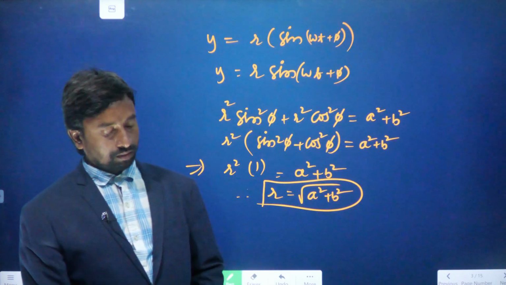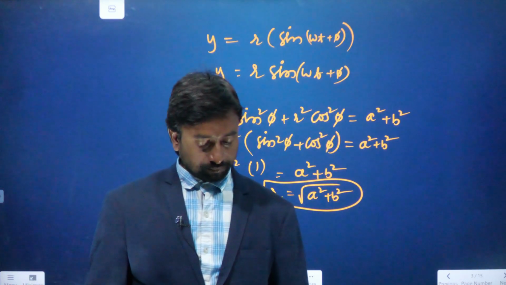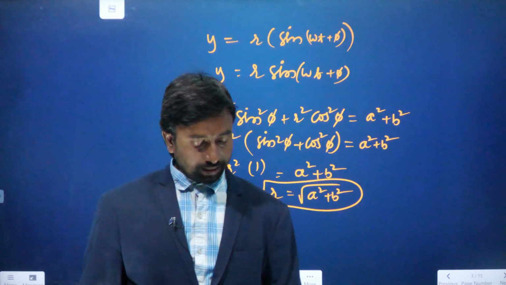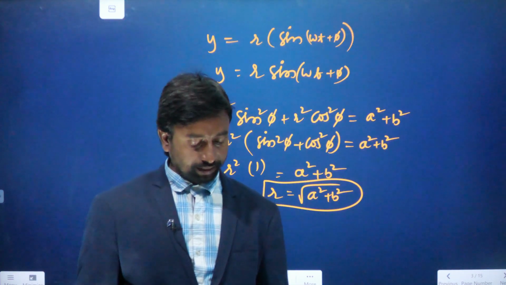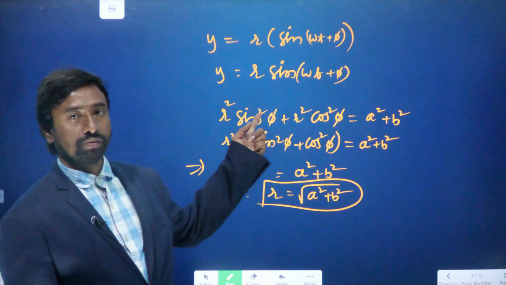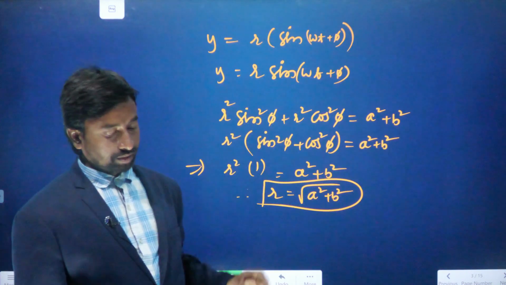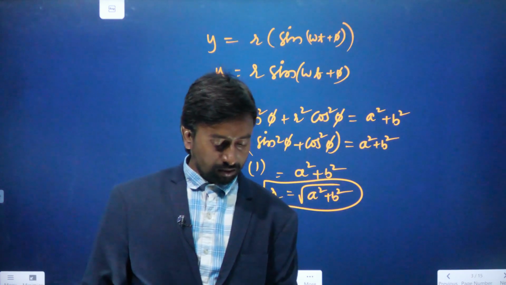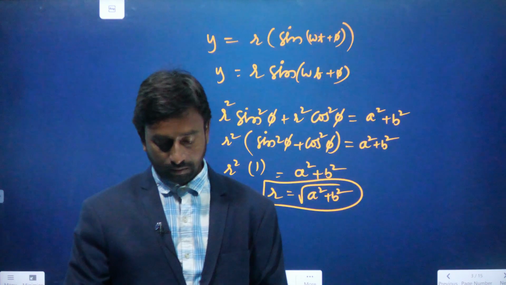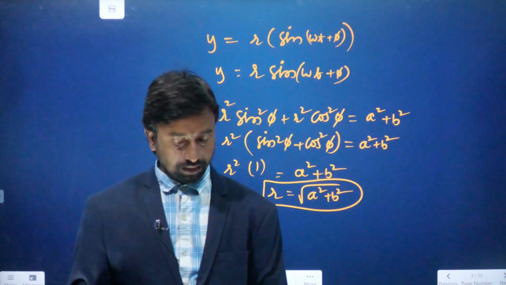So here, if it is along the x-axis and y-axis, in the first question we have seen that it is a straight line. So we can say here the answer is straight line path.